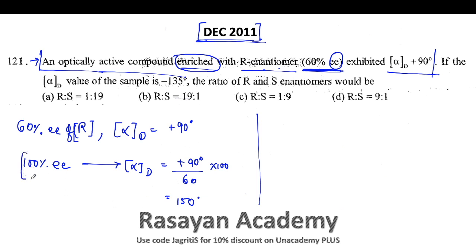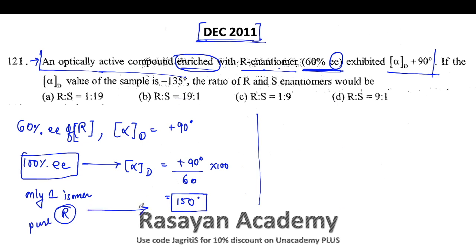Now, when I'm saying 100% enantiomeric excess, that means there is only one isomer, isn't it? Only one isomer, 100% pure. I am talking about the R enantiomer. So this is basically the specific rotation of a pure R enantiomer. So the first sentence is only given to find out the pure R isomer. Sometimes it is mentioned that your pure R enantiomer is going to show you plus 150 degree rotation. Sometimes it is not mentioned so directly, so that is what you find out from this sentence.